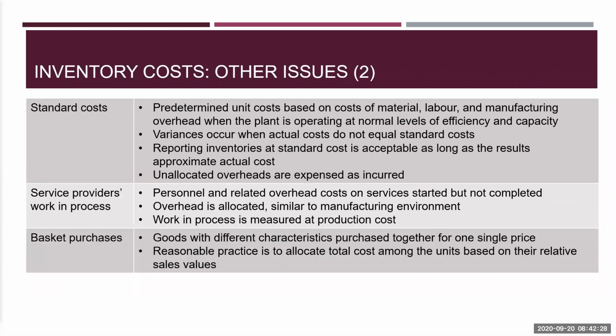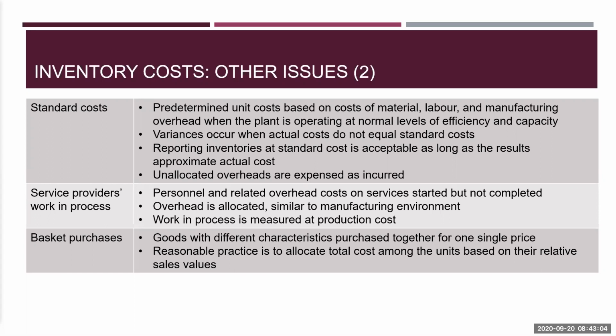The other issues with the inventories are these items listed here. So the standard cost, a predetermined unit cost, is based on the cost of the material, labor, and manufacturing overhead when the plant is operating at normal levels of efficiency and capacity. The variances occur when the actual cost is not equal to standard cost. So the standard cost, guys, is a number that, at the beginning of the year, the companies predetermine. So the standard cost will include the material and labor.